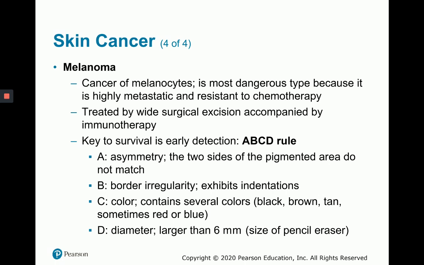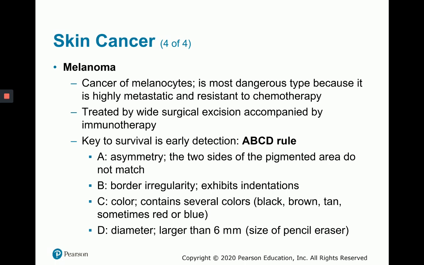The key to survival for melanoma is early detection, so make sure you know the ABCD rule. If something happens to a pigmented area such that it changes its shape and suddenly is asymmetrical, or the two sides of a mole or a freckle suddenly don't match where they used to, or if there's a border irregularity, if it suddenly has an indentation where it previously didn't, that would be something that you want to get checked out for possible melanoma.